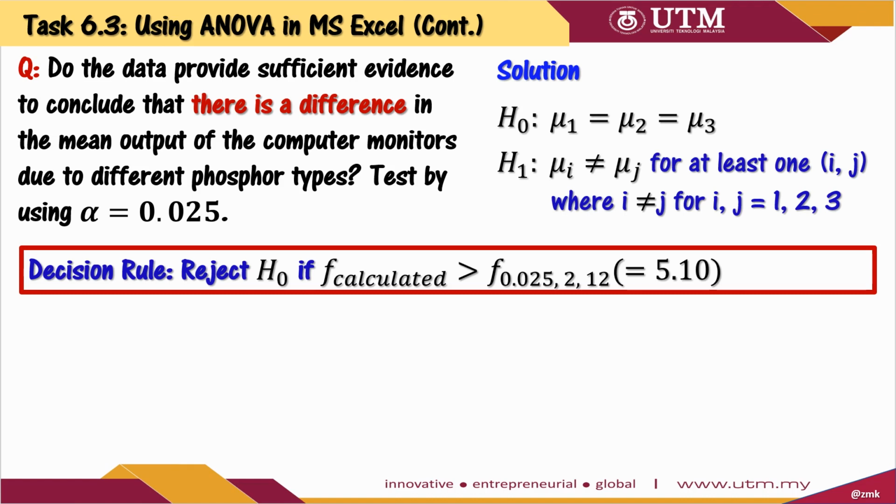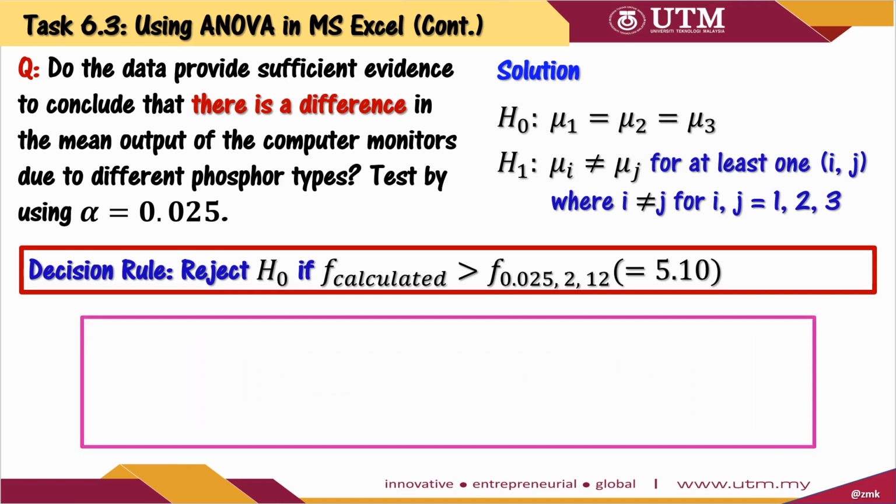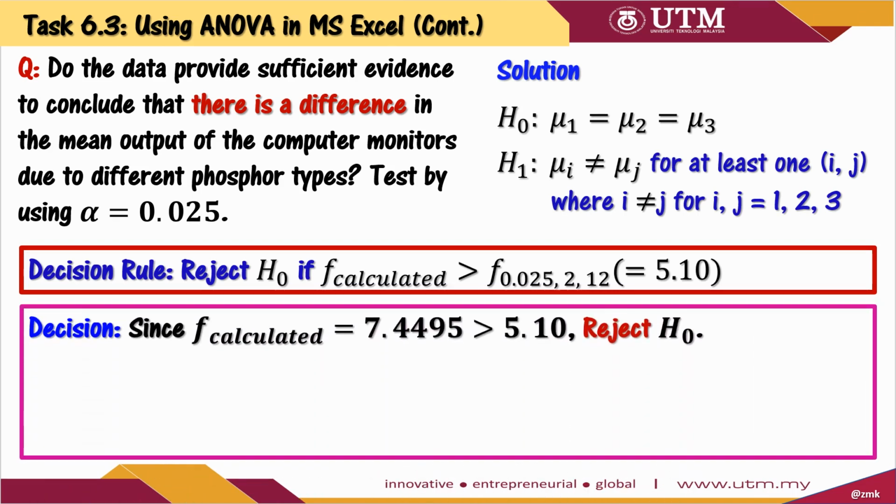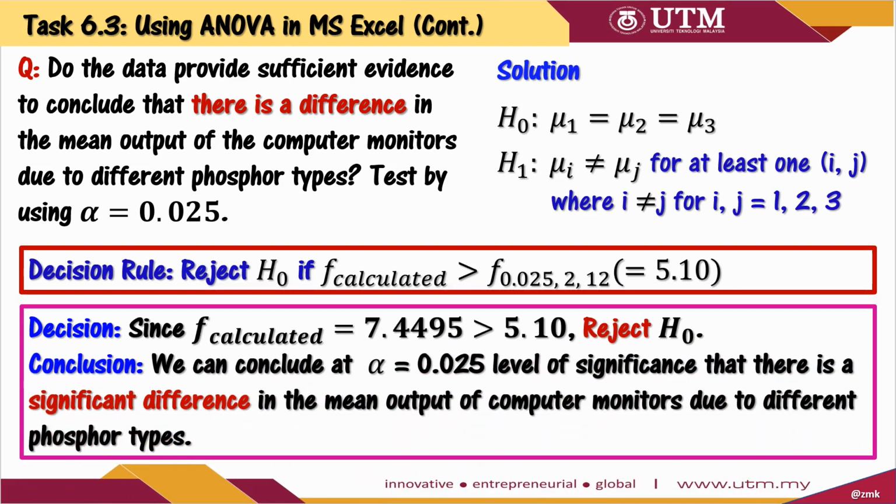As before, you will have the same decision, that is, to reject H0 since the calculated F ratio is greater than the critical value. You can then conclude at alpha equal to 0.025 level of significance that there is a significant difference in the mean output of computer monitors due to different phosphor types.